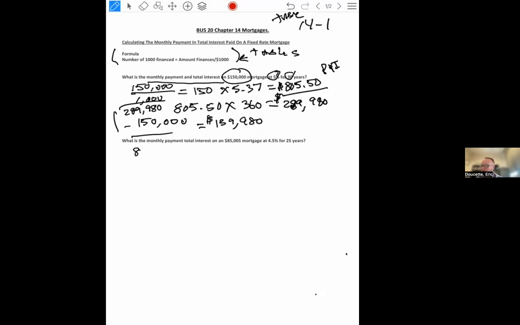Looking at the next problem, kind of the same thing. It's $85,500. I'm going to divide that by 1,000, and that's going to be 85.5. And it's going to be a mortgage rate of 4.5 for 25 years. So I'm going to go to the same chart, the amortization chart. I'm going to go 25 years at 4%. It's going to be 5.28. Sorry, I said it right, 25 years at 4.5%. My bad. That's 5.56. Erase that.